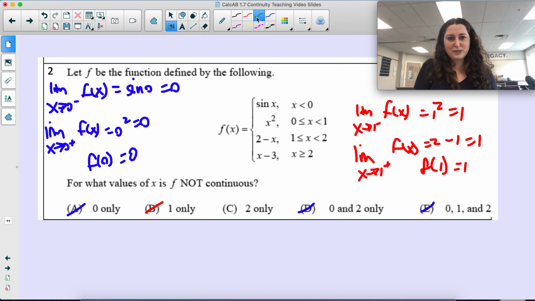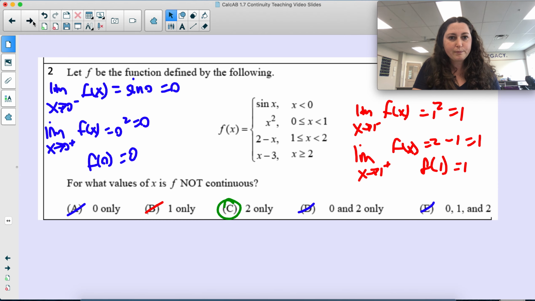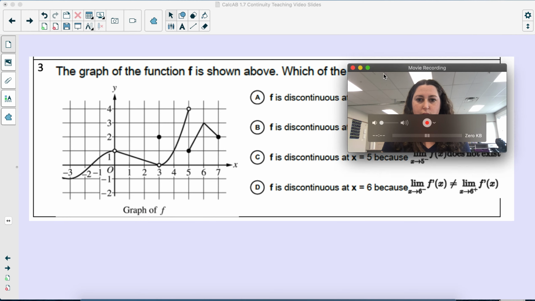That must be 2 is the answer. Let's just quickly check. 2 minus 2, that's from the left, is 0, but 2 minus 3 is -1. So the limit doesn't exist because the limit from the left doesn't equal the limit from the right. Okay. All right, last one.